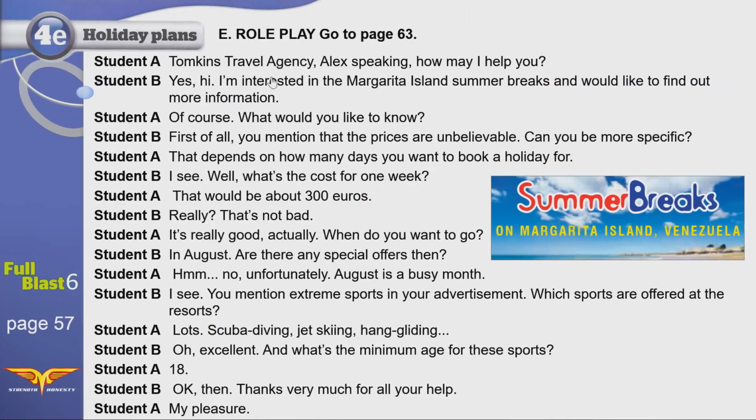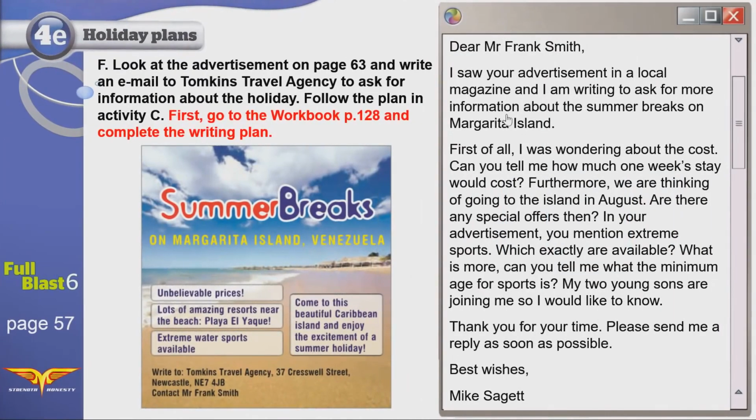Now, here is a conversation that I suggest using. You don't have to copy this. No, make your own conversation. This will help. And then F, you will write a similar email. Now, we saw an email written by Matthew to Mr. Al-Hassan, you can use that to write yours. Write an email, write a letter to a travel agency asking for information. Use this advertisement. And here is the email. Don't copy it, you can just use it as a guide.